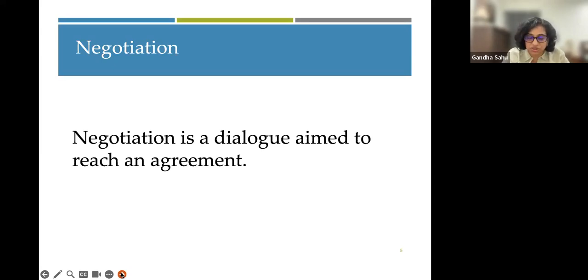So, negotiation is a dialogue aimed to reach an agreement. Before we go ahead in what and how it's to be done, let's understand the term dialogue. Dialogue is basically done in a collaborative manner. In fact, William Isaacs is the author of the book Dialogue and the Art of Thinking Together, and he describes dialogue as two people thinking together. And that's exactly what we aim to do in mediation.